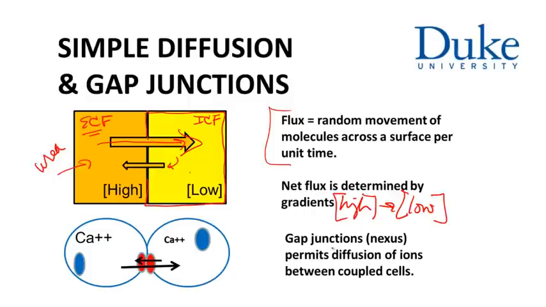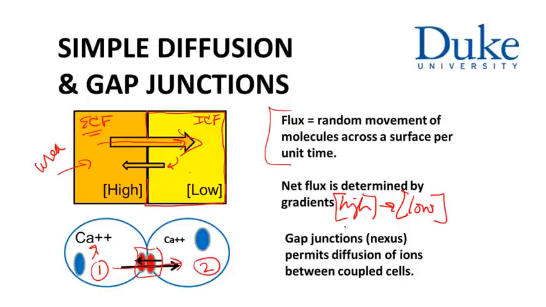Now, simple diffusion can also occur between two cells. For instance, in the cardiac myocyte, we have a small junction, which is called a gap junction or a nexus. This structure is a little pore between two adjacent cells. If we have a high concentration of calcium in the first cardiac myocyte, this calcium can diffuse through the gap junction to the second cell, which is shown here. Again, the diffusion is down the concentration gradient.